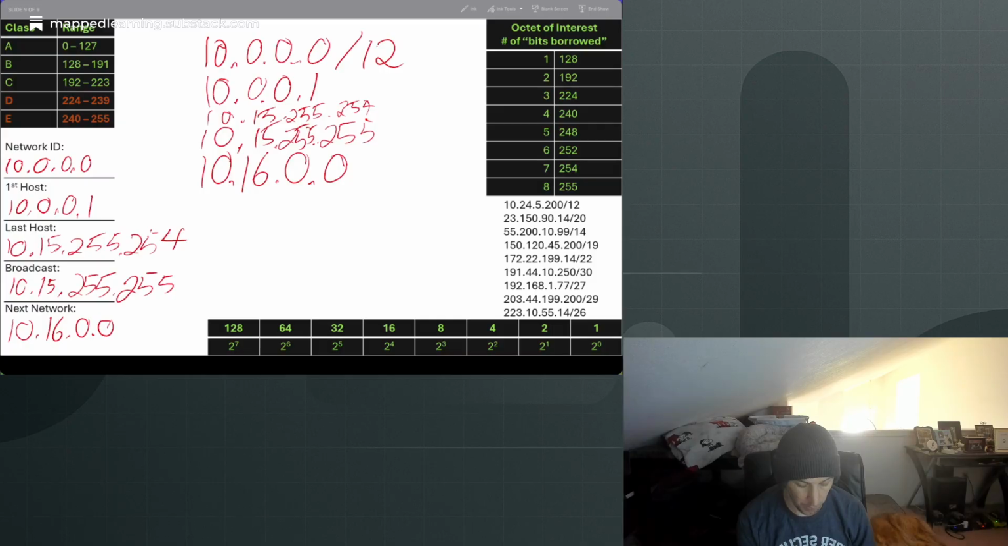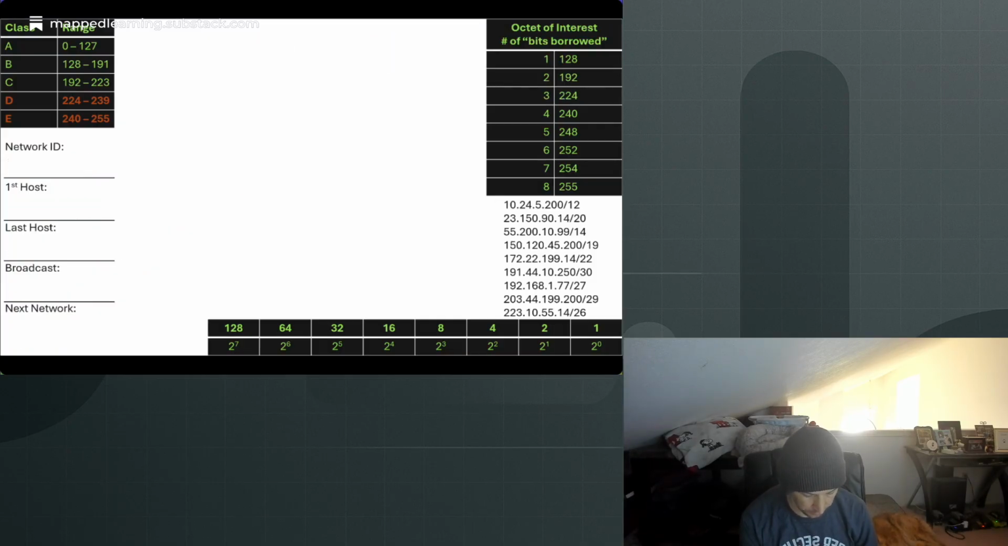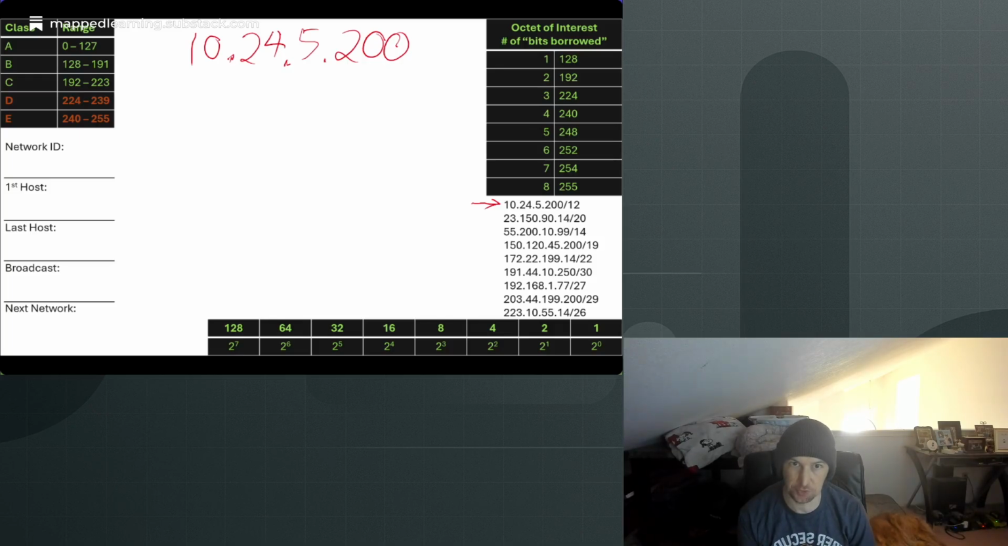But that's not what I asked, right? What I asked is for this IP address, 10.24.5.200. I want to know what the network ID, first, last, broadcast, and next network is for this IP address with the /12. Okay, that's harder. So how do we do that?